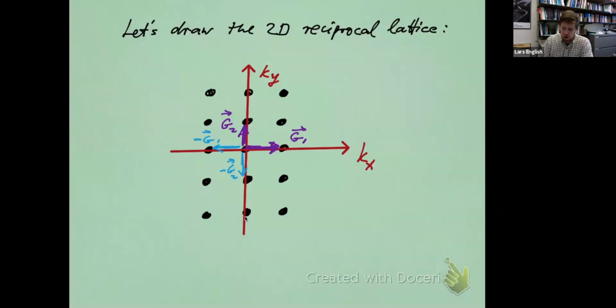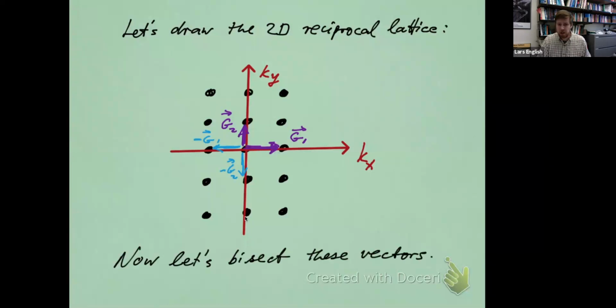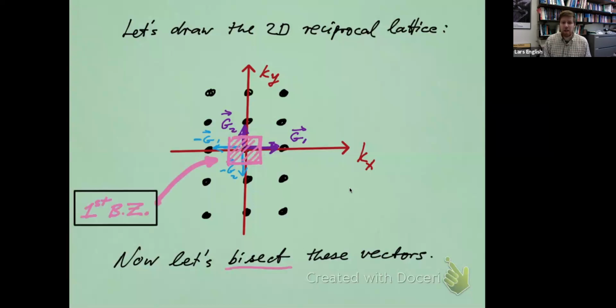Okay, and so now let's see if we can apply this bisecting idea. Okay, let's bisect these vectors. So, okay, here we go. Here I'm bisecting G1. Here I'm bisecting G2, bisecting minus G1, bisecting minus G2. I get sort of this area that's being carved out. Okay, and that area now is going to be called the first Brillouin zone.